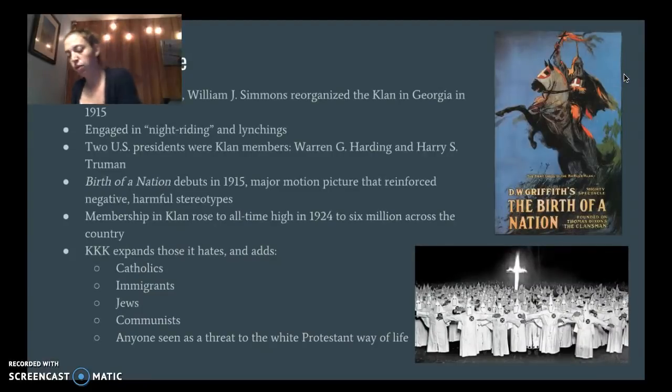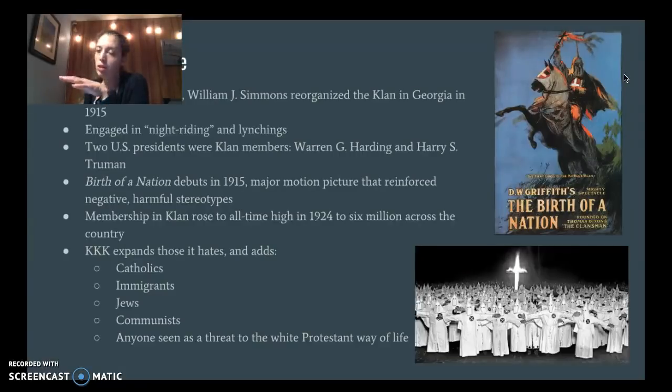So, second wave of the KKK. We had a Methodist minister in Georgia who decided to reorganize the Klan in 1915. And so they engaged in night riding, which again is where they put on sheets and ride around on horses in the middle of the night to try to terrorize people. And then also they engaged in a lot of lynchings, which I just mentioned.